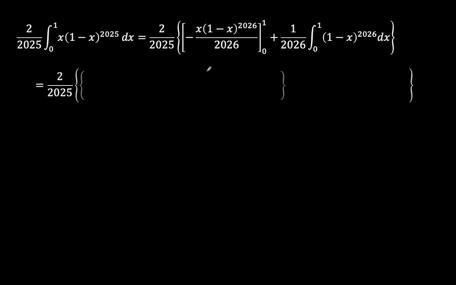So still, again, considering the limits, 1 and 0, as x tends to 1, as we can see, 1 minus 1 is 0.